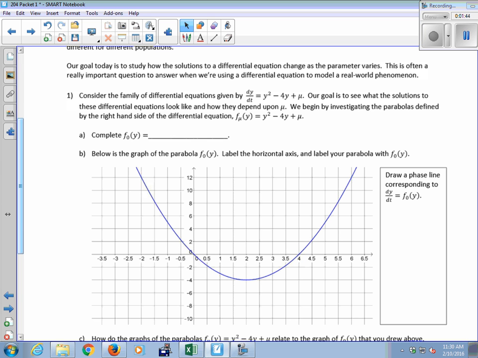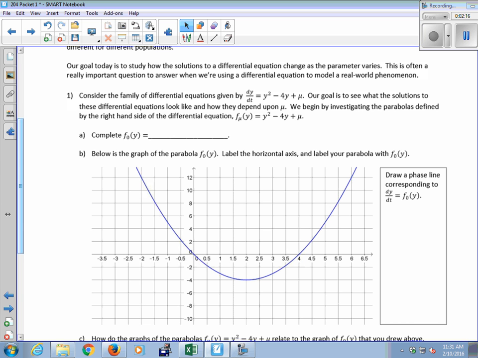All right, so we have a family of differential equations given by dy/dt equals y squared minus 4y plus mu. This is an autonomous differential equation, depends only on y. Mu is just a constant. Okay? It's a parameter that can change based on what we're modeling, but it's just a number. Okay? So our goal is to see what the solutions to these differential equations look like and how they depend on mu, right? Do the solutions look drastically different for different values of mu?